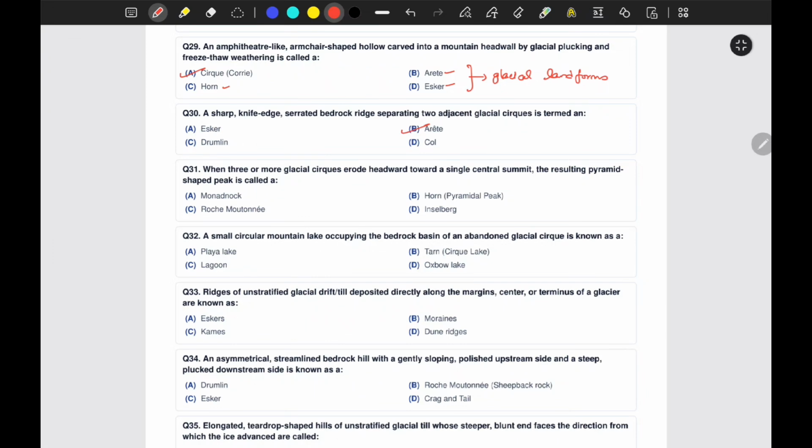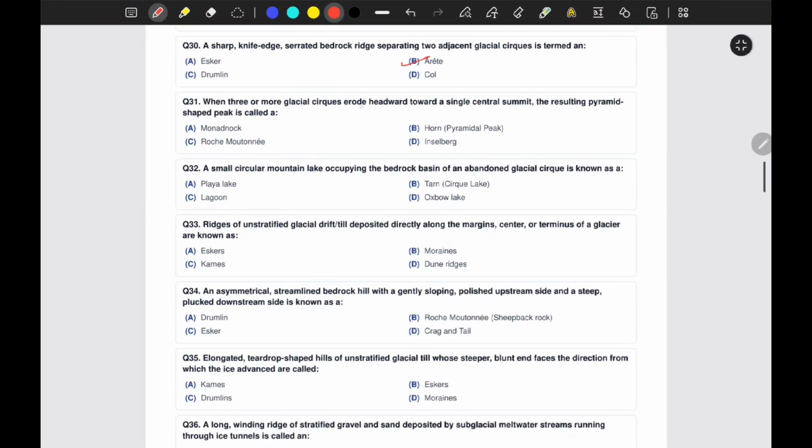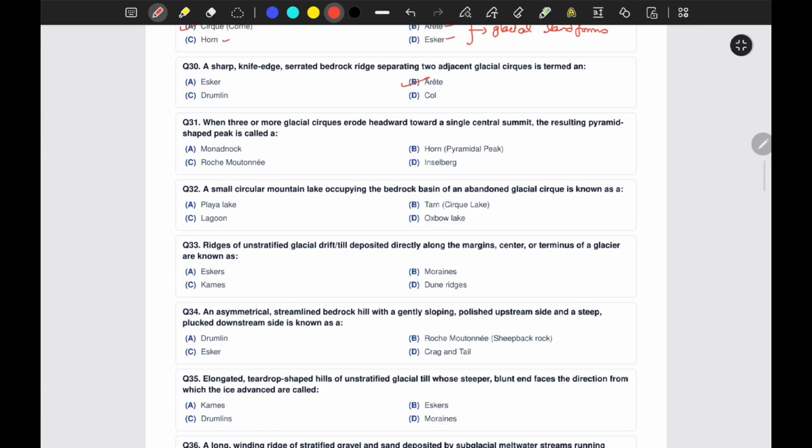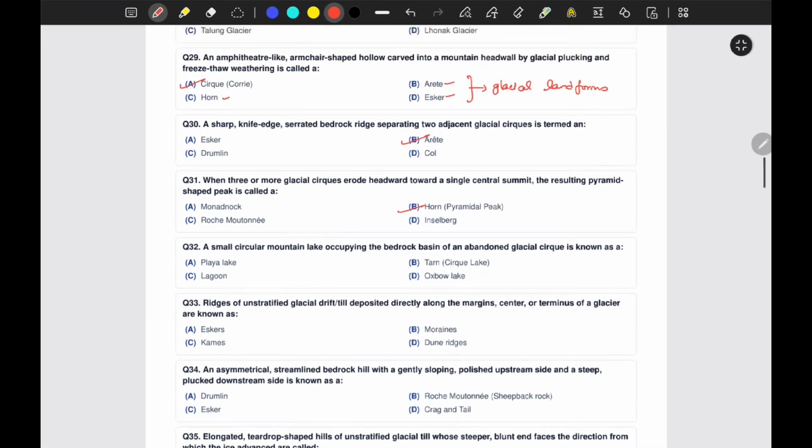Question number 31. When three or more glacial cirques erode headwards toward a single summit, the resulting pyramid shape is called monadnock, roche moutonnée, horn, or inselberg. The correct answer is horn.